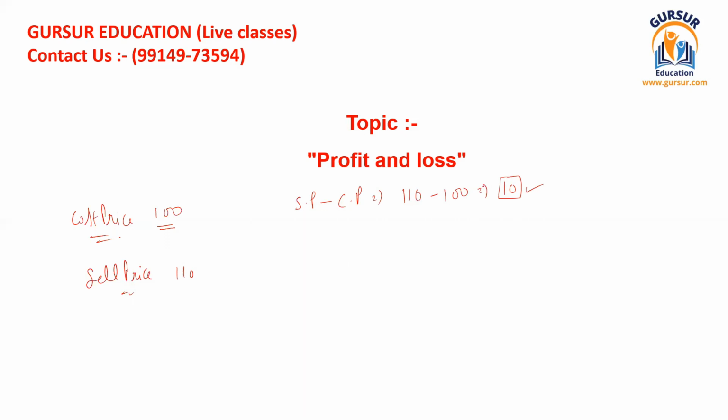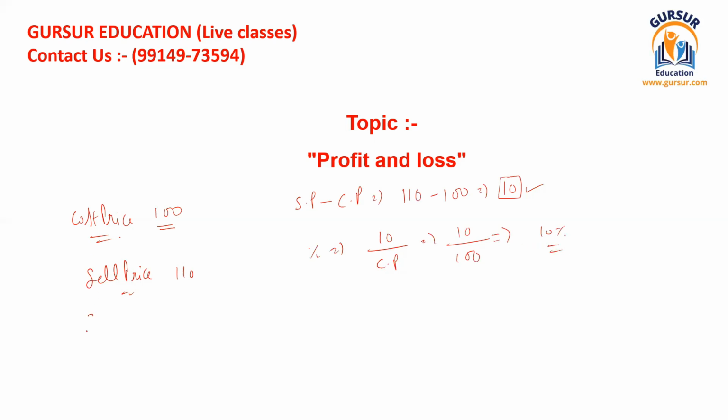I am asking the percentage of profit. How is this to be found? Percentage of profit is equal to profit divided by the cost price. This thing I wish to teach you: the percentage of profit and loss is always calculated on the basis of the cost price only. So you can find the percentage. This is 10%. In this way you can find that.